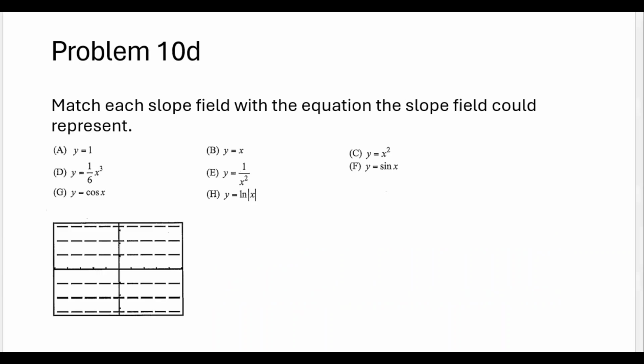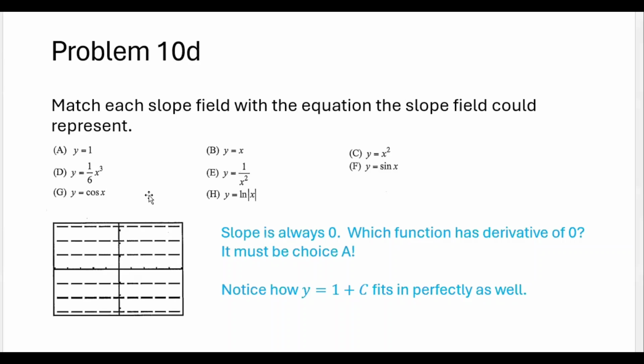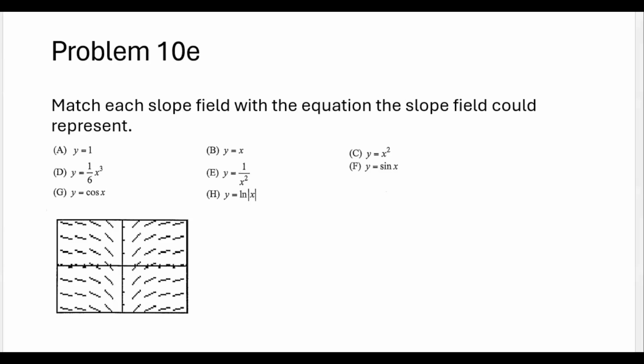Okay, D, hopefully this one's simple enough. Which one is it? It's A. y equals 1, horizontal line, 1 plus C. And we know the slope is always 0 for this guy. We differentiate it, clearly it's 0.